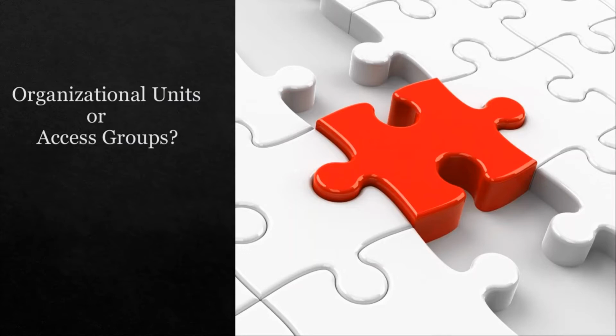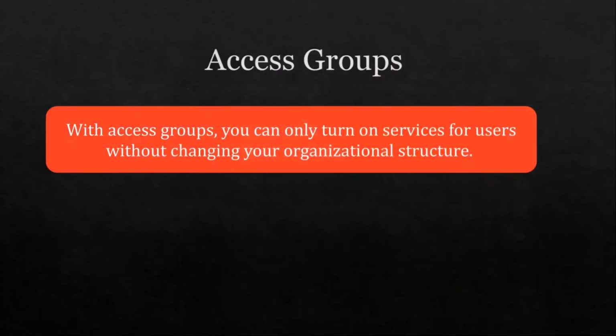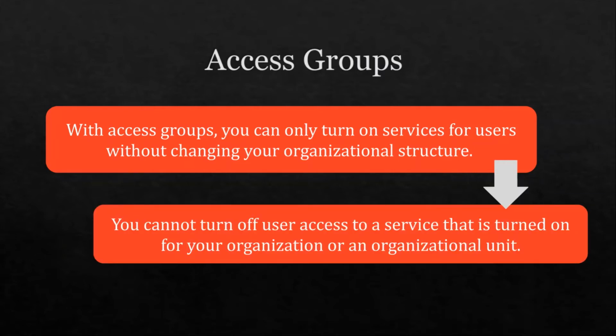Let's say you want to give access of Google Drive and Docs to all the users under the finance department. To accomplish this, you can either create access groups or you can create organizational units. Now, access groups or organizational units, which are better? With access groups, you can only turn on services for users without changing your organizational structure. When I say you can only turn on services, I mean you cannot turn off user access to a service that is turned on for your organization or an organizational unit.